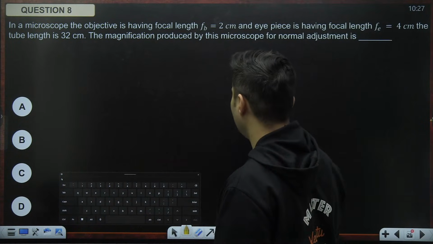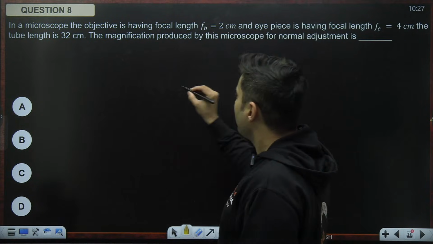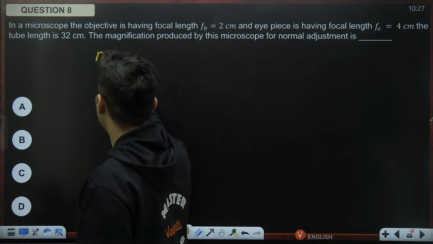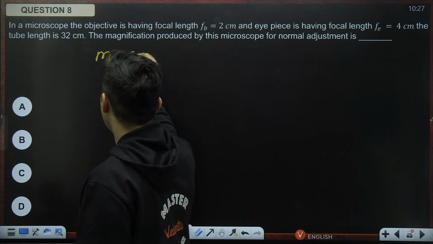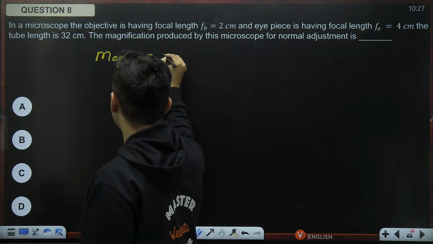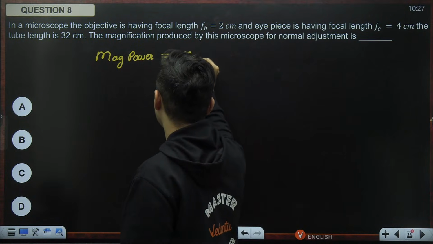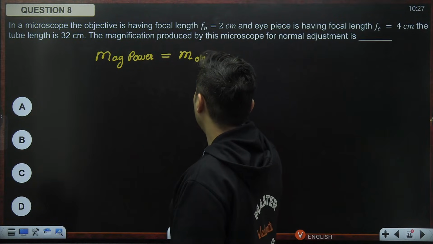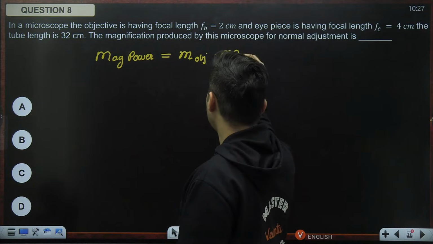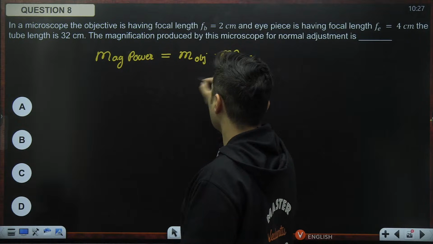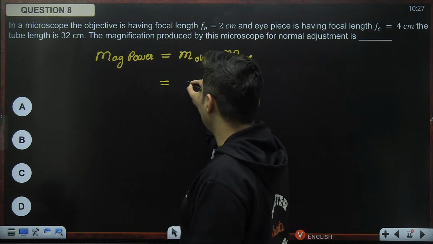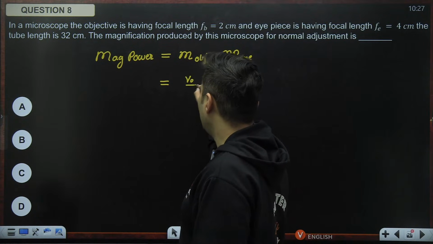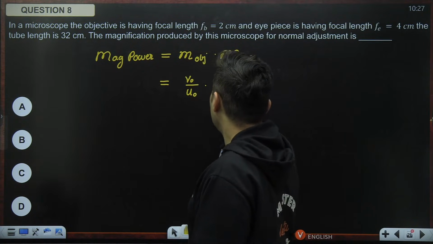So let's understand how we do this. The magnification produced by this microscope, basically the magnifying power of a microscope, is nothing but the magnification of the objective multiplied by the magnifying power of the eyepiece. Now the magnification of the objective is nothing but V_O divided by U_O.